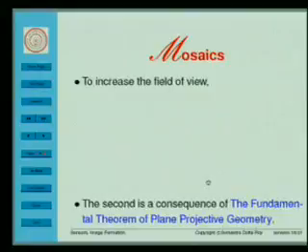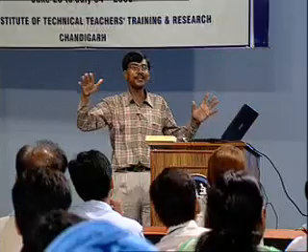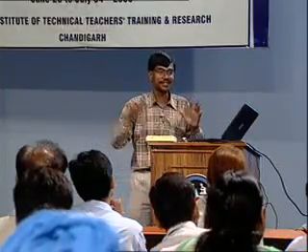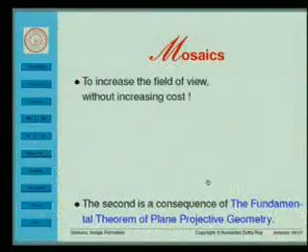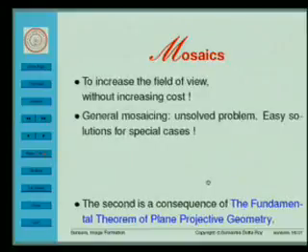Okay. Mosaics. This is the second problem that we will look at. In mosaics, the idea is, well, that is ideal, right? I take my camera here, here, here, take a couple of images and stitch them together. The idea in mosaics is to increase the field of view without increasing the cost, and general mosaicing is an unsolved problem. Why? I will just come to it.